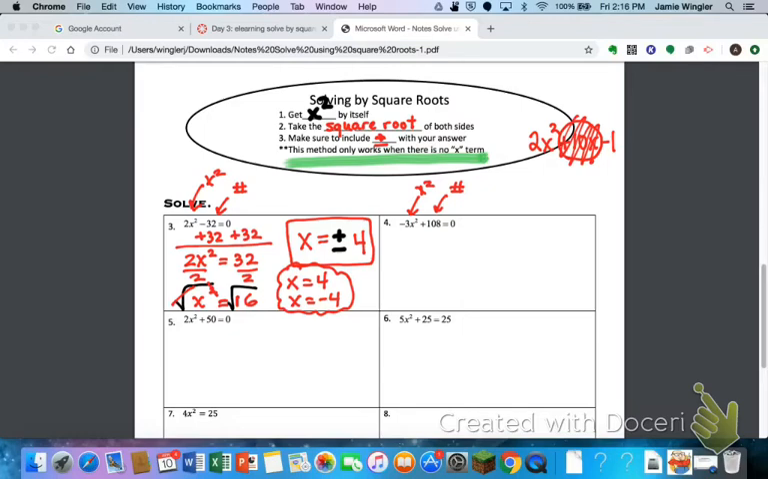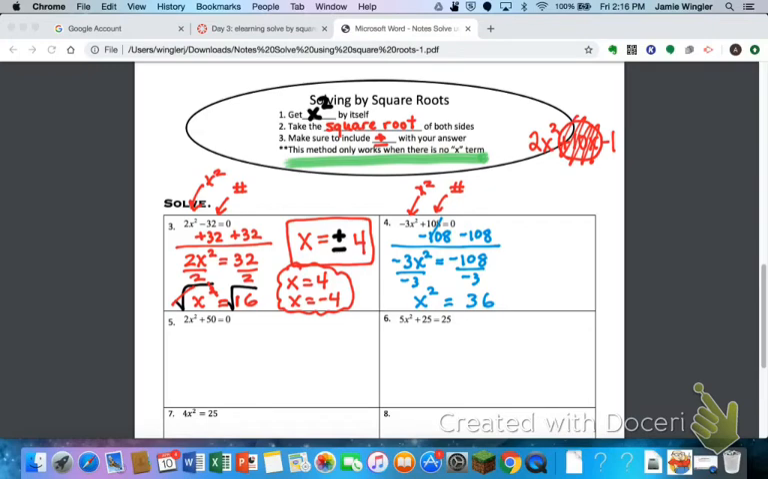On example number 4, we're going to do the same thing. We're going to isolate the x squared term by subtracting 108 from both sides. I get negative 3x squared equals negative 108. I divide by negative 3, and I get x squared equals 36.